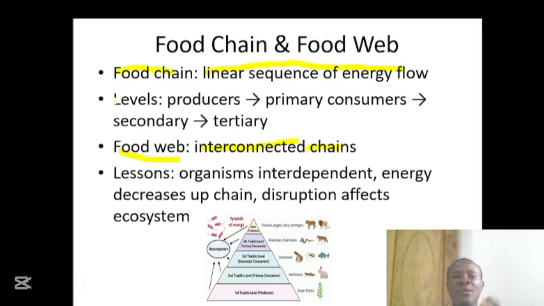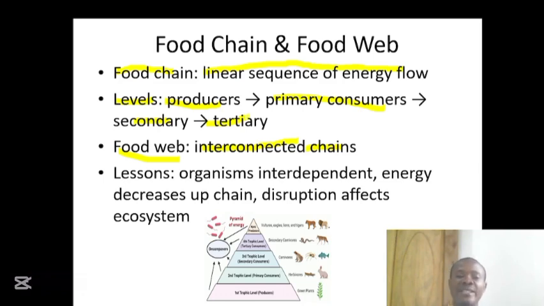Now, if you are given some organisms in order to draw a food chain, you start with the producer and you draw your arrow, pointing to the primary consumer, the one that is eating the producer. The primary consumer will point to the secondary consumer, the one that is eating the primary consumer, and the secondary consumer will point to the tertiary consumer, the one that is eating the secondary consumer. That is how to draw the food chain.